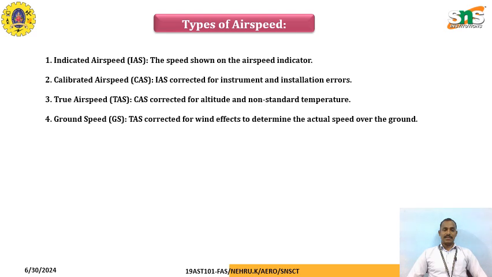Airspeed indicators have different types. One is indicated airspeed, calibrated airspeed, true airspeed, and ground speed. Indicated airspeed is what the airspeed indicator shows. Calibrated airspeed is the IAS, indicated airspeed, corrected for instrument and installation errors. True airspeed is calibrated airspeed corrected for altitude and non-standard temperature. And ground speed is true airspeed corrected for the wind effect to determine the actual speed over the ground. So one over another makes the dependency from indicated airspeed to calibrated airspeed to true airspeed to ground speed.